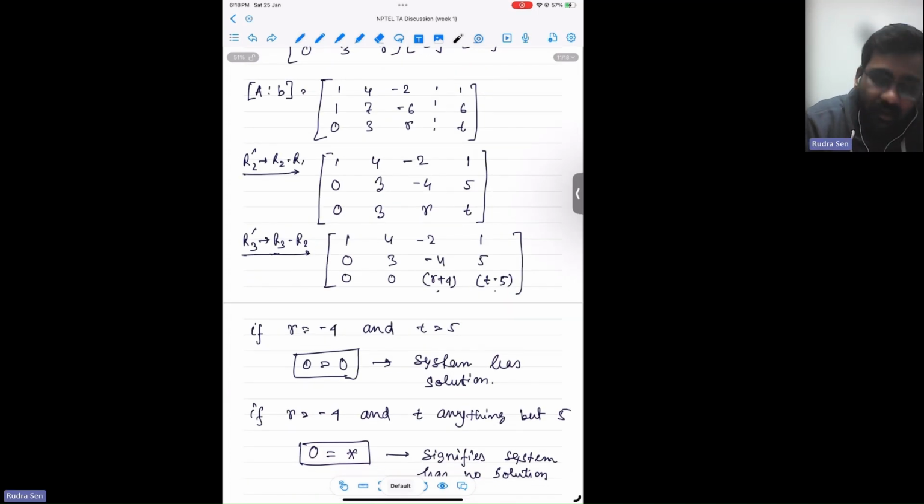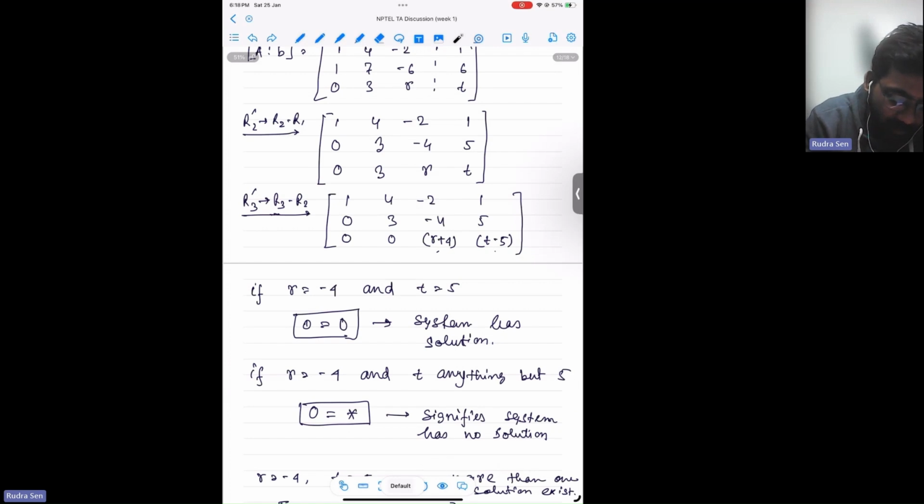After this, what did we get? We get this kind of structure. Now, if the value of r equals -4 and t equals 5, we get 0 equals 0 kind of structure. That means this system has some solution. There exists some solution. I'm not talking about one solution or many solutions. I'm talking about this system has some solution.